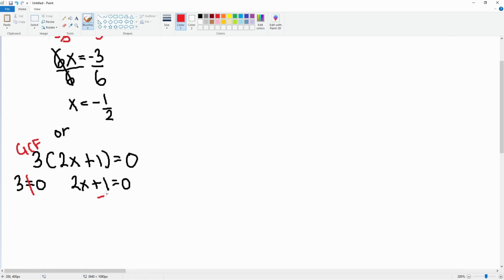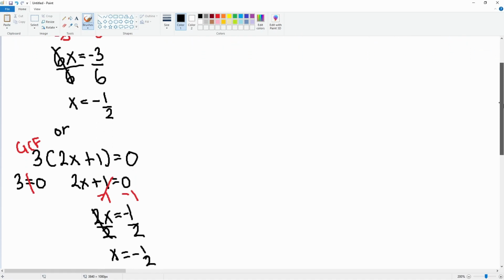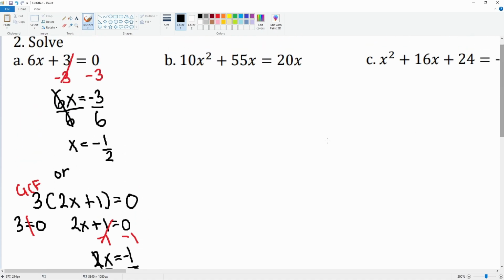Here we can solve like normal. Minus 1 to both sides, leaving you with 2x is equal to negative 1. Divide by 2, divide by 2. This cancels, leaving you with x is equal to negative 1/2. Notice, we get the same answer, even if we factor or not, because this is already a linear term.